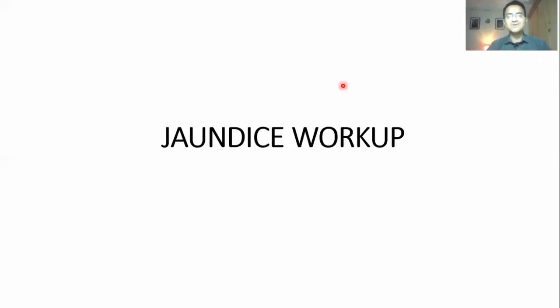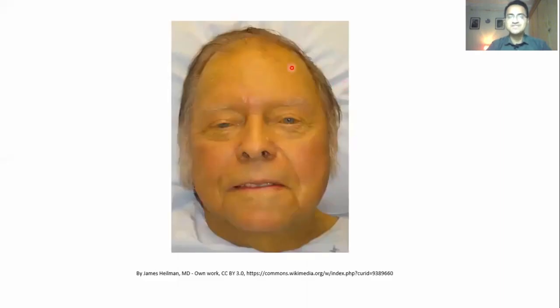Okay, so today we are going to talk about jaundice workup. Jaundice is the yellowish discoloration of the skin and scleral icterus. Jaundice occurs whenever there is excess bilirubin in blood. We have a case here.